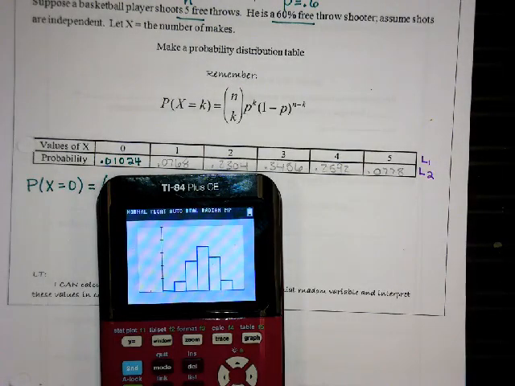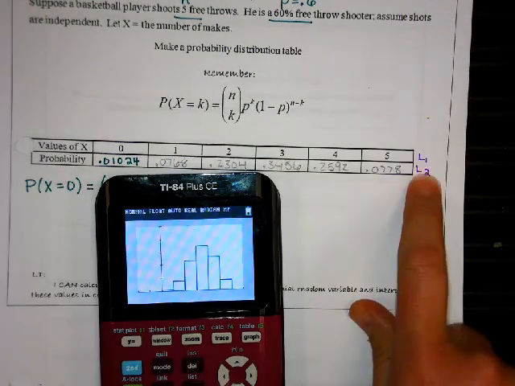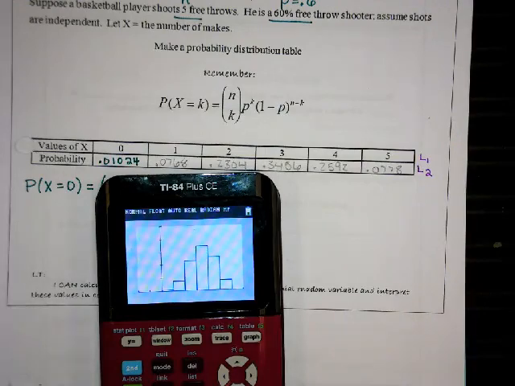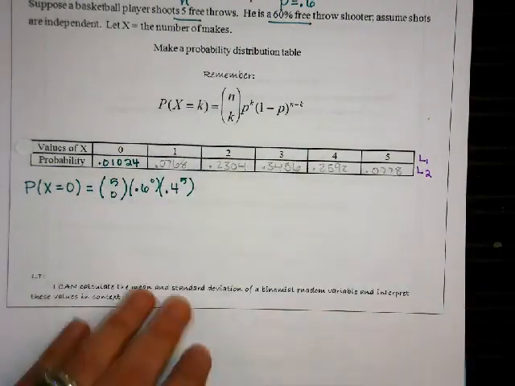The first list is 0 through 5. The second list is what you put in. See how I said list 1, list 2? All right, so we're going to make a sketch of this histogram over here.